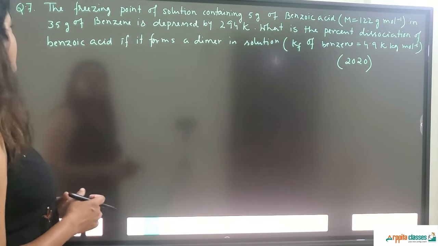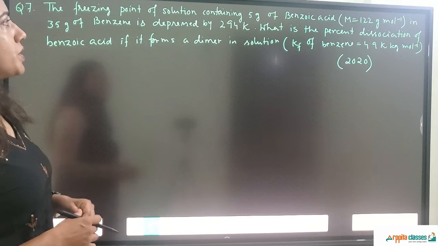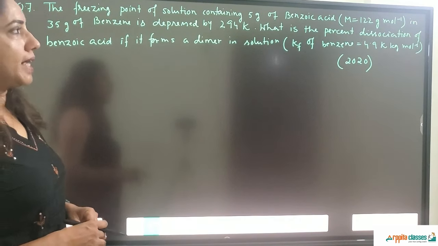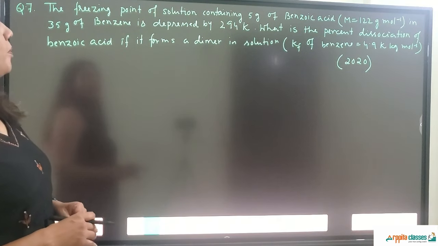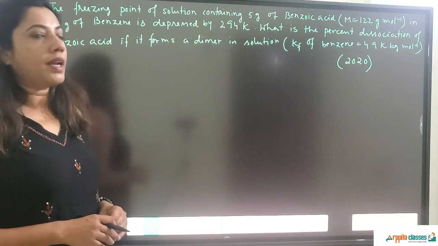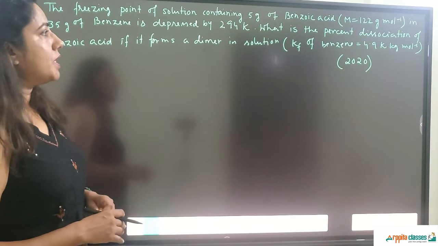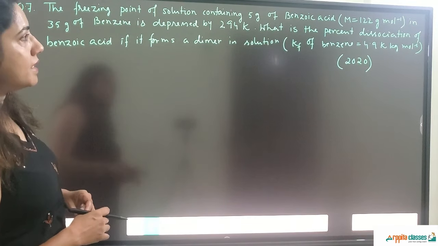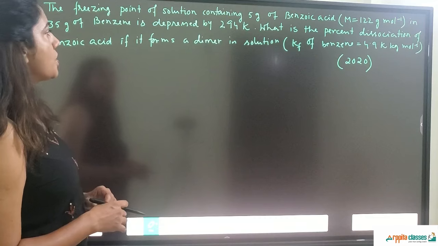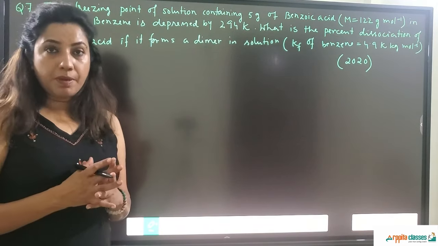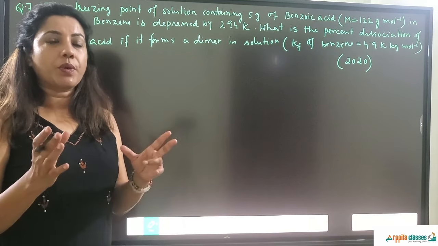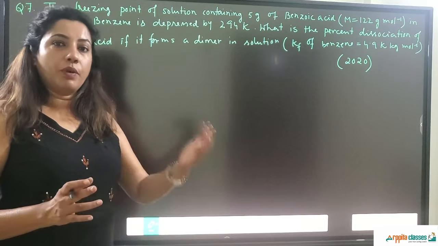Question number 7: The freezing point of a solution containing 5 gram of benzoic acid, whose molar mass is 122 gram per mole, in 35 gram of benzene is depressed by 2.94 Kelvin. What is the percent dissociation of benzoic acid if it forms a dimer in solution? So basically benzoic acid is forming a dimer, meaning it is an association. 2 benzoic acid molecules combine together to give you a dimer.